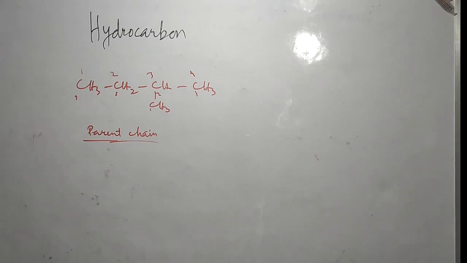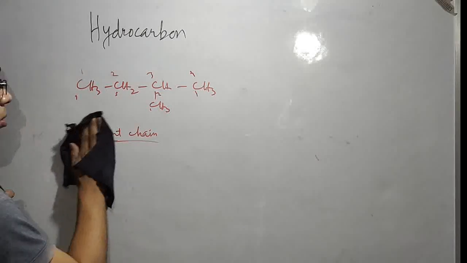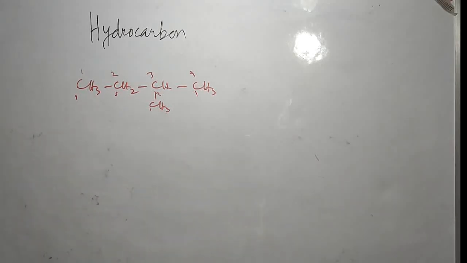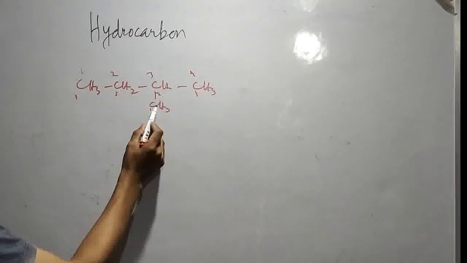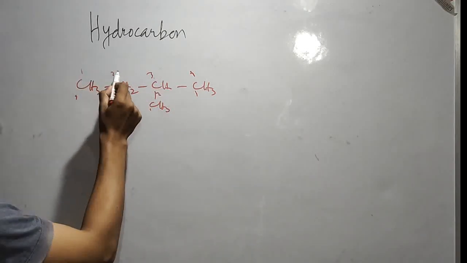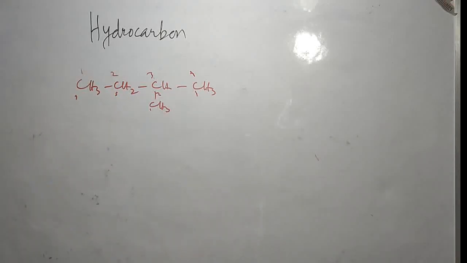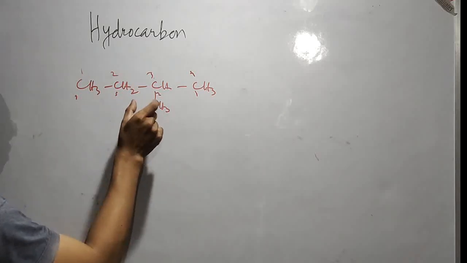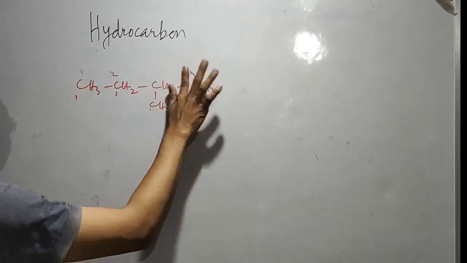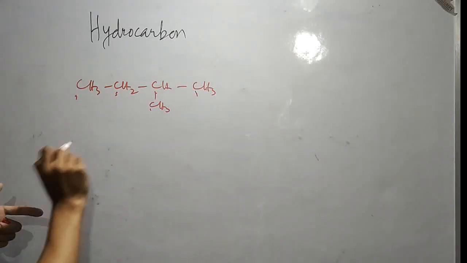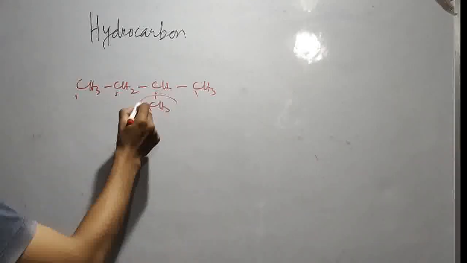So the parent chain should be the longest one. Therefore, in this case, see, 4 carbon atoms. The parent chain having 4 carbon atoms is the longest one. So let's see whether we have to count this way or this way. If we count this way, the side chain is coming in the third place. If you count from this way, the side chain is coming in the second place. Now, according to the rule, we have to give the side chain the lowest place. So second place is the lowest one. Therefore, this side is not counted. We have to count from the other side, like this. So this is the side chain.